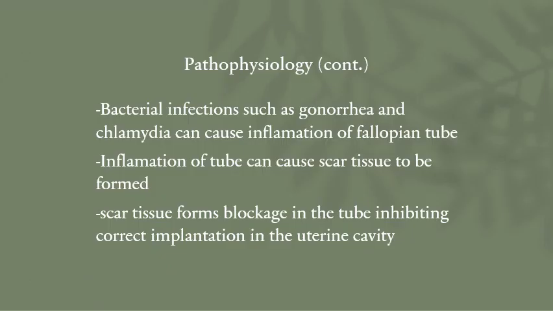Pathophysiology continued. Bacterial infections such as gonorrhea and chlamydia can cause inflammation of the fallopian tube. The inflammation of the tube can cause scar tissue to be formed. The scar tissue forms blockages in the tube, inhibiting the correct implantation in the uterine cavity. This is because the scar tissue will prevent the embryo from reaching the uterine cavity and stop it at the fallopian tube.